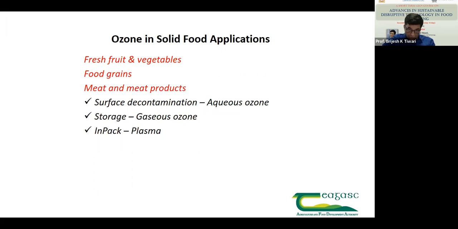The storage can be in a gaseous form and as impact plasma. The original plan was to start with ozone and then show how we moved on to plasma. We won't say that we were the first group to start plasma in food, but a lot of things were working. Our genesis of moving from ozone to plasma was mainly because of some of those issues which were raised by the industry whom we were suggesting to use it.